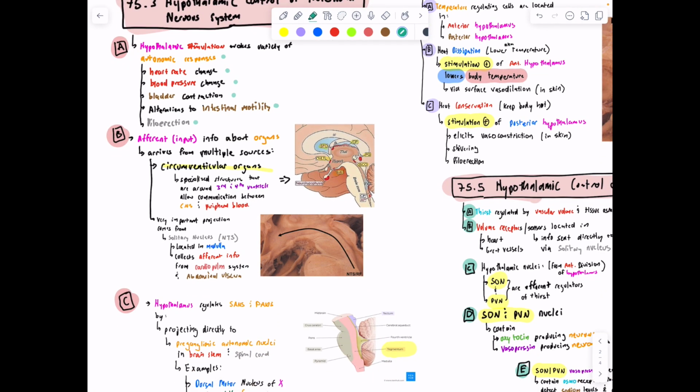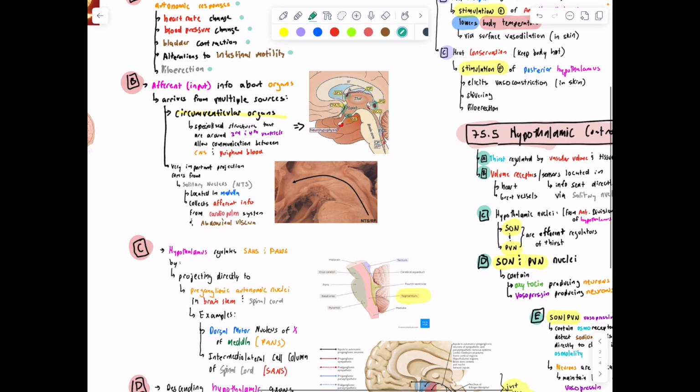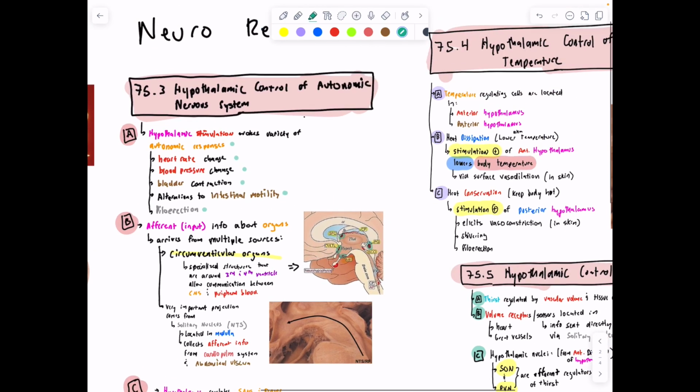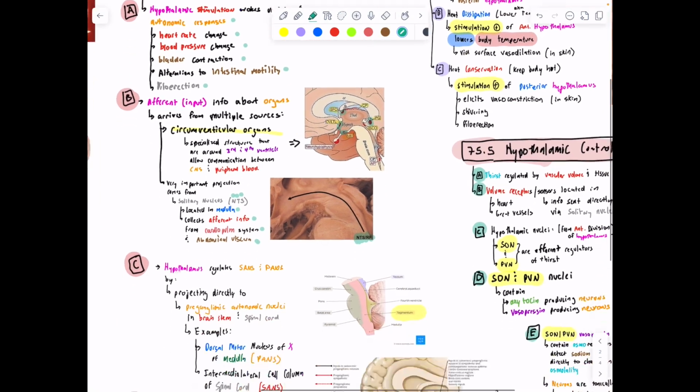The afferent input about the organs is going to come from a variety of different sources. We were told about the circumventricular organs, which are these sensory regions adjacent to the third and fourth ventricle. We weren't told anything about them in class other than the fact that they just exist. And then the most important one in terms of input into the hypothalamus is something we'd already mentioned a little bit, but this is the solitary nucleus, which we abbreviate as NTS. Why NTS? I think it's for the Latin version of it, but solitary nucleus is NTS. It's located in the medulla, so the brainstem. It collects afferent information from the cardiopulmonary system and the abdominal viscera. So visceral information overall is going to come into our hypothalamus.